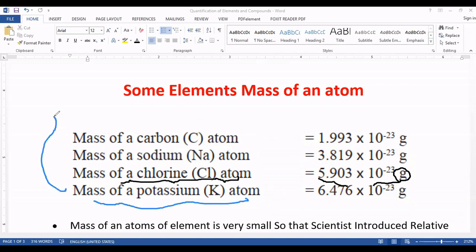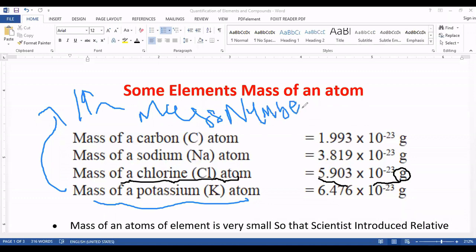Can you tell me the atomic number of potassium? Very good, 19. Can you tell me the mass number? What is that? 39. Atomic number is 19. Mass number is 39. Remember, you might have been studying this one.